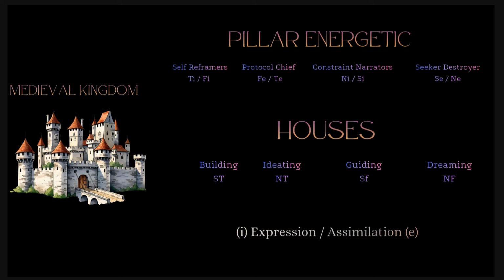The expression function is just for introverted types, self-reframers or constraint narrators. For the self-reframers, they're going to have a perception extroverted function. For the constraint narrators, they're going to have a rational extroverted function. And assimilation only goes for the extroverted types, whether seeker-destroyers or protocol chiefs. For the protocol chiefs, they're going to have an internal perception function, either SI or NI. And for the seeker-destroyers, they're going to have an internal rational function of either TI or FI.